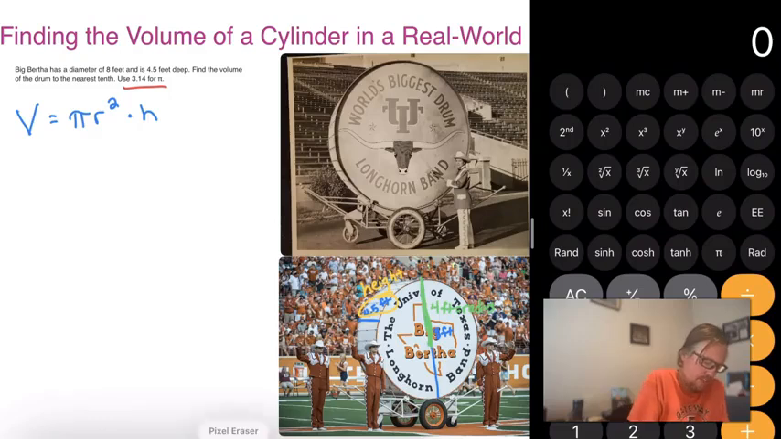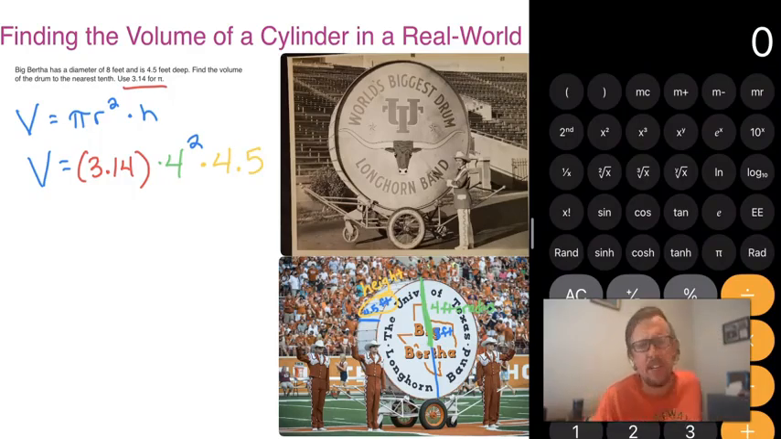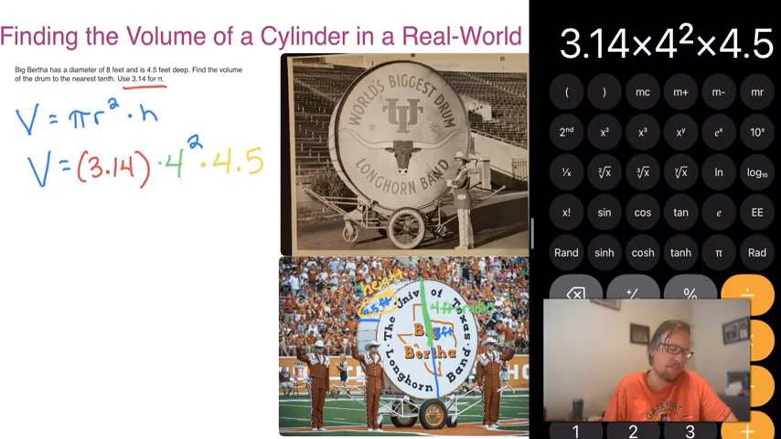So let's go ahead and plug in our values. We've got volume equals pi, which is 3.14, times the radius, which is 4, so 4 squared, times our height, which is 4.5. Once we have these values, everything else is done with the calculator. So in our calculator, we're going to do 3.14 times 4 squared times 4.5.